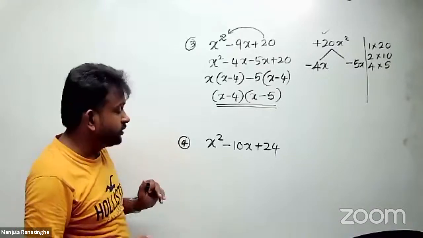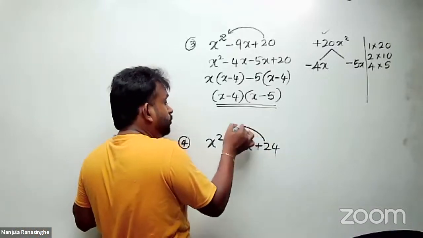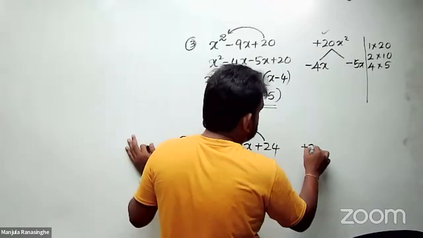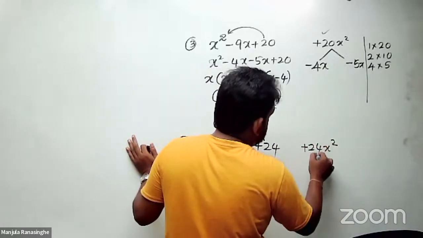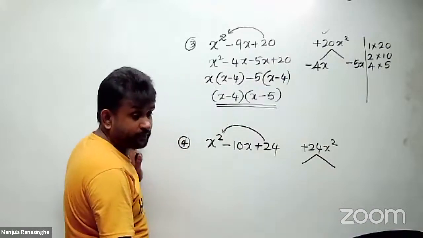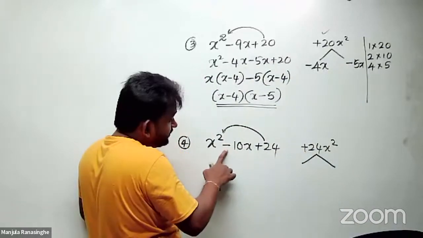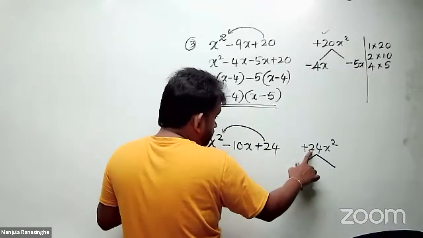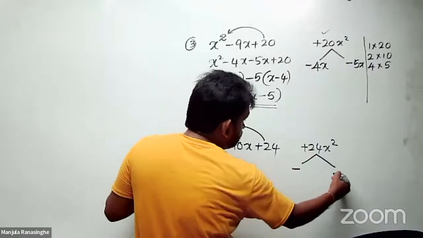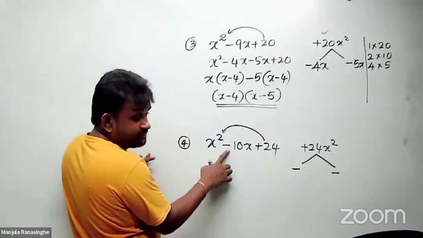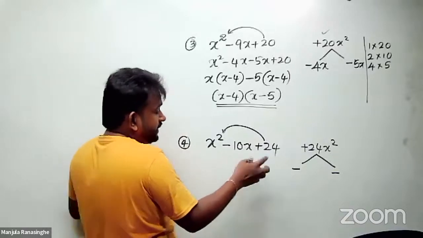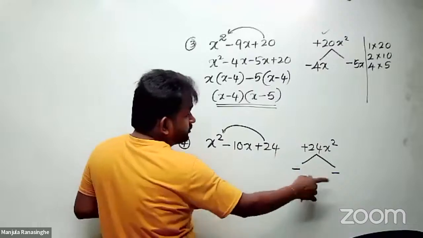Okay. So the next one, plus 24 into x squared, you take plus 24 x squared, and the middle term sum is negative 10x. So you have to multiply by two negative values because the middle term sign is negative. Then the sum shall be 10 and the product 24.